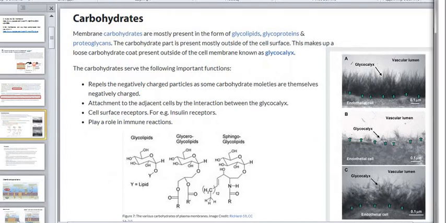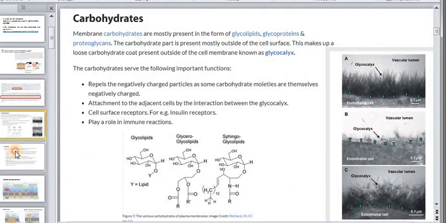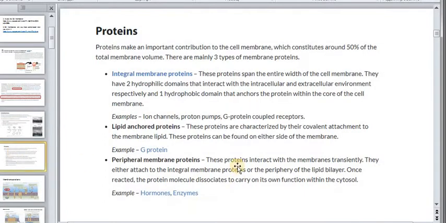Next slide, carbohydrates. Membrane carbohydrates are mostly outside the membrane and associate with proteins and lipids. They are complex molecules. They form a glycocalyx and have several functions. In future, when we discuss the digestive system, we can find these molecules on the surface of the tubes of digestive organs.